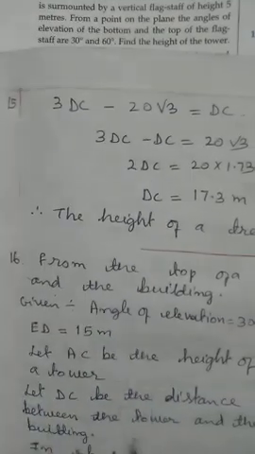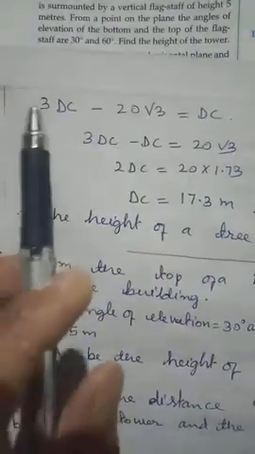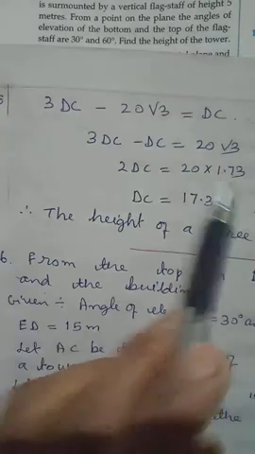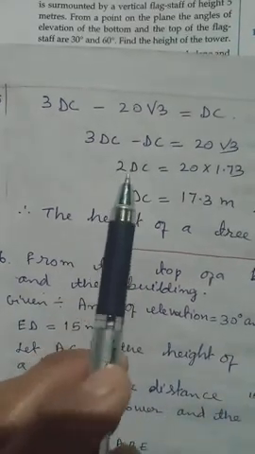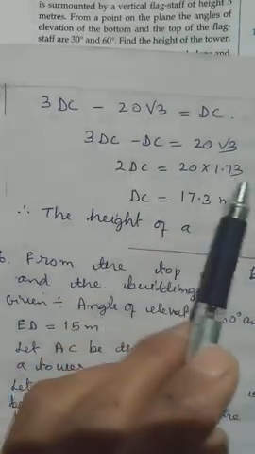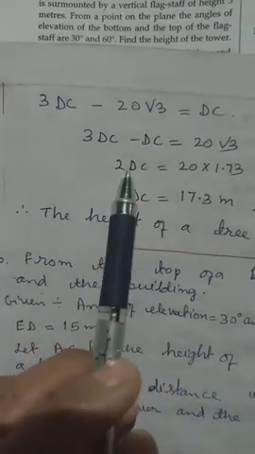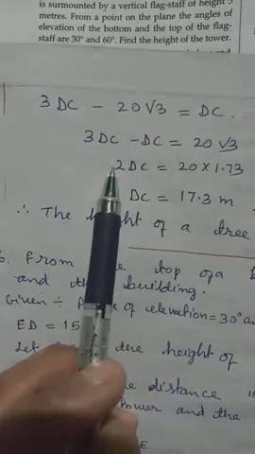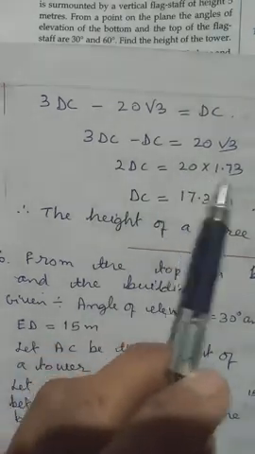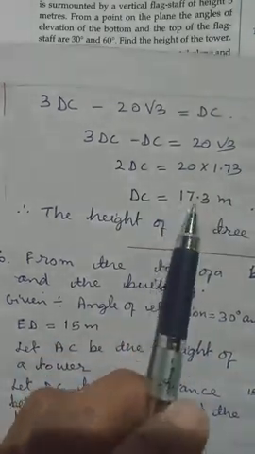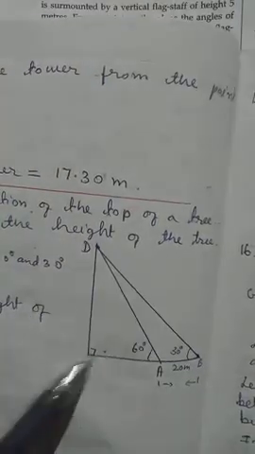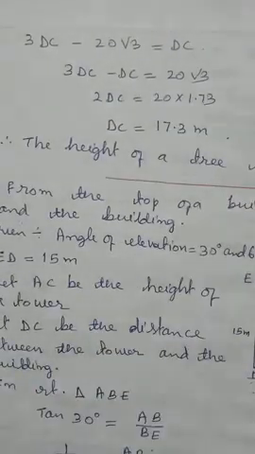We know the value of root 3, 1.73. So DC and DC, we can bring one side. This is minus, take that side, become plus. 3 minus 1 will be 2. 20 into 1.73. This is into, we take that side, become divide. So 20 divided by 2 will be 10. 10 into 1.73, we will get 17.3. Then DC is only one, the height of the tree. That is equal to 17.3.